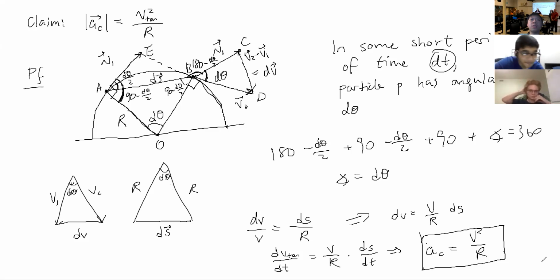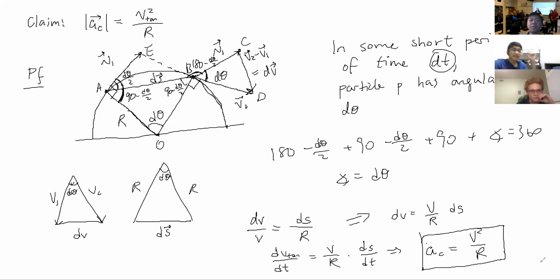Cool. Yeah, I just got confused by the DV. Yeah, because I thought that wasn't angular, or tangential, I meant. Wait, yeah. Okay. How do people come up with this stuff?